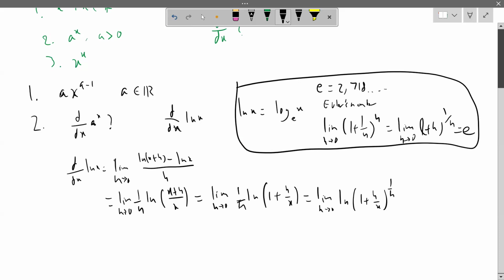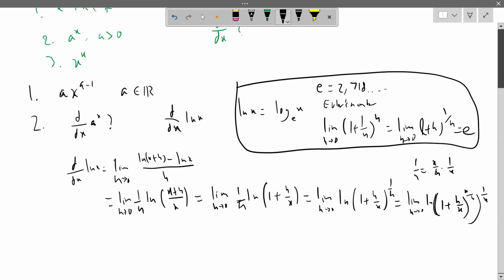And now we're going to tactically rewrite this in order to invoke a power of x over h. To do that, we note that 1 over h is equal to x over h times 1 over x. So it becomes the natural logarithm of 1 plus h over x, to the power of x over h, all to the power of 1 over x, like this.